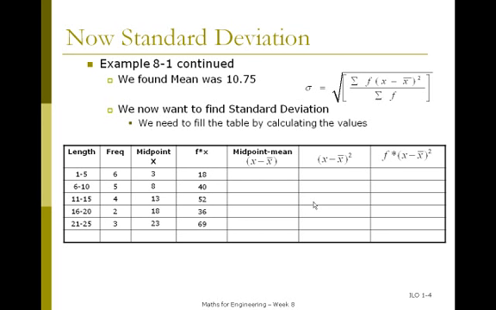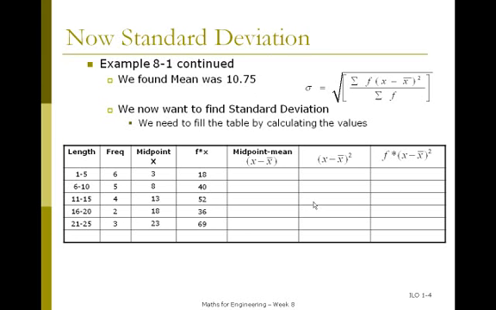So the first column in the table we have the length, the second one we have the frequency, the third column we have the midpoint, the fourth we have f times x, frequency times the midpoint, as we did in the last slide. And now the next column is the midpoint minus the mean.